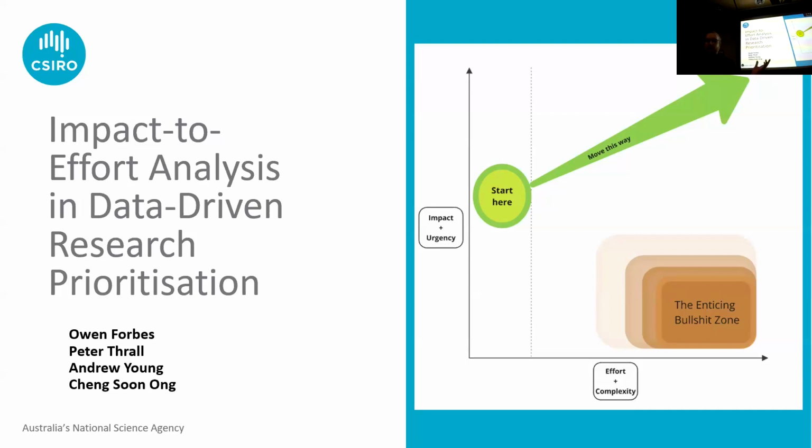And yeah, today I'm going to be talking about some work with my collaborators at CSIRO. So hi, my name's Owen. I'm a statistician. I work at CSIRO. And this work is in collaboration with my supervisors, Pete Thrall, Andrew Young, and Cheng Su Nong from Data 61.